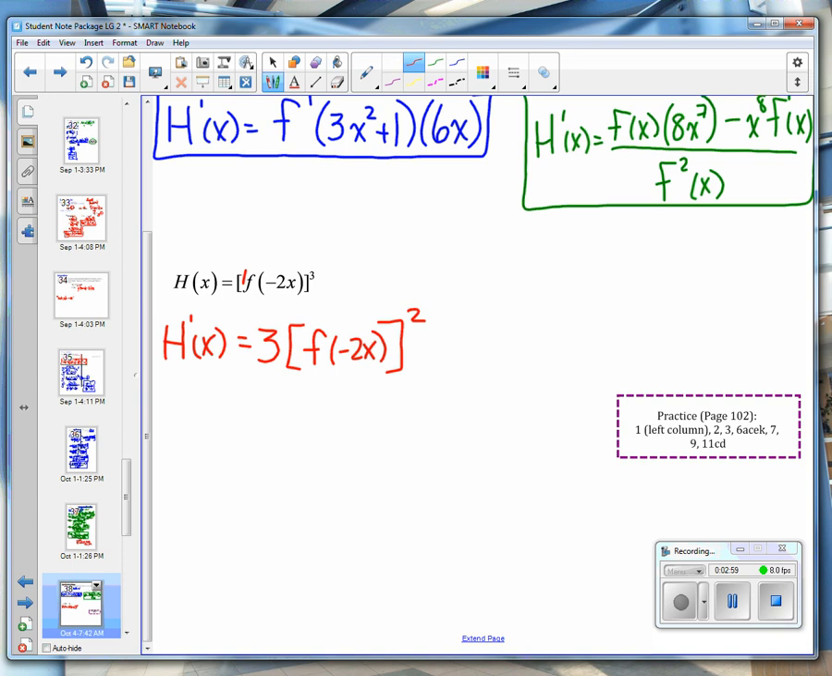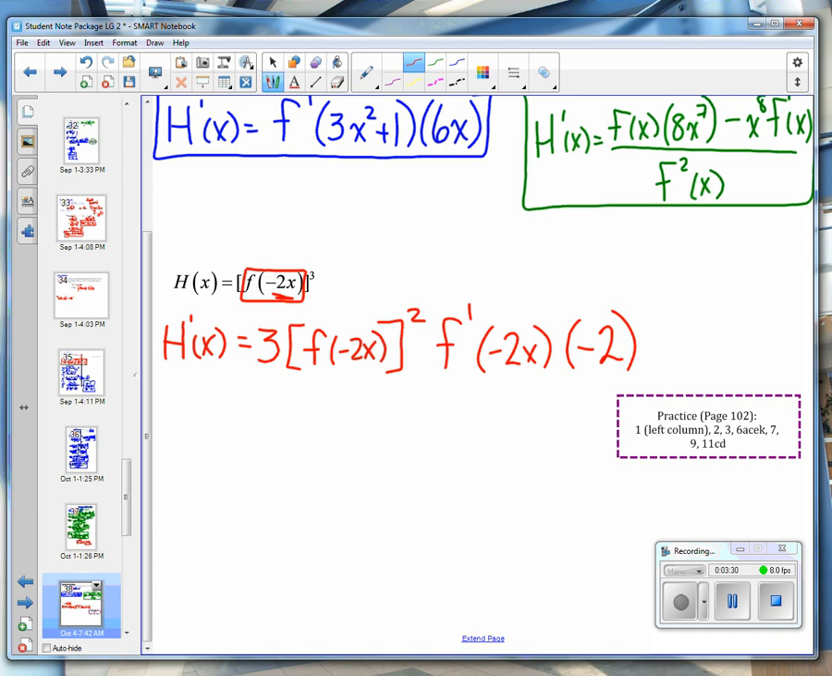Now we're going to take the derivative of just this. So this is actually the chain rule as well, because I've got a function inside a function. So now what's on the outside? That's the f. So this is just the derivative of f, negative 2x. Then we're going to multiply by the derivative of the inside, which remember is just this guy. So that's negative 2. So that's kind of a crazy looking one.